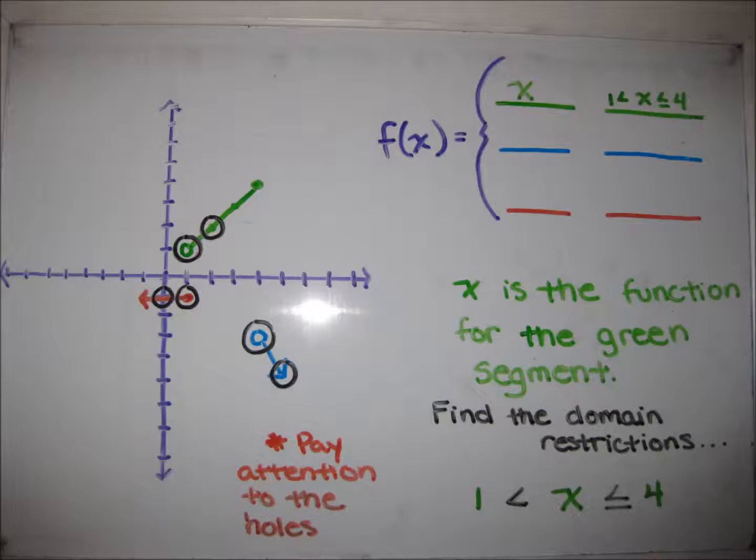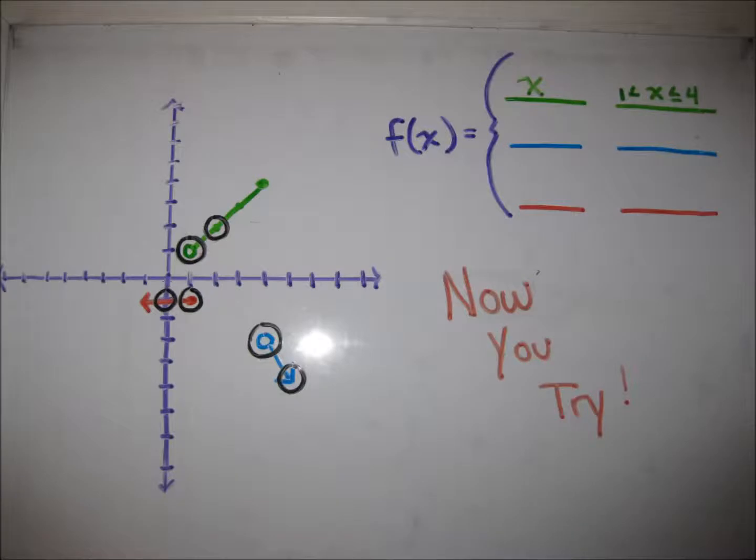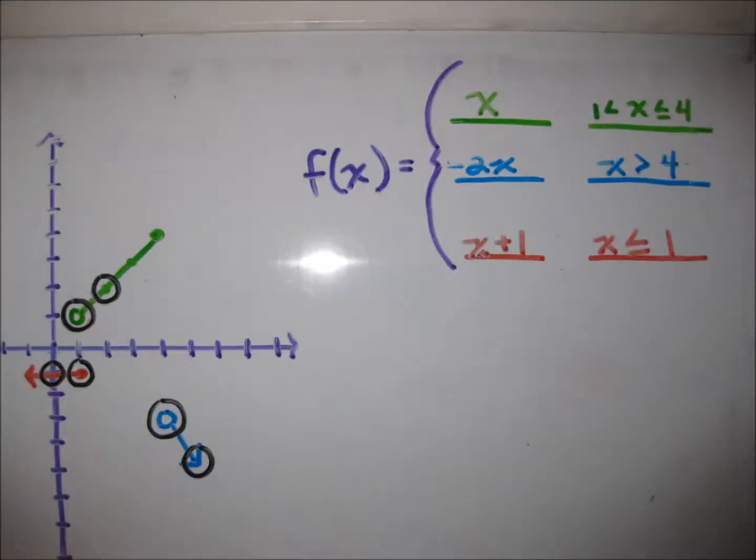Now, to finish this single piece, state the domain restrictions. For the domain restrictions, it is 1 is less than x, which is less than or equal to 4. Now it is your turn to find the equations for the blue ray and the red ray. Enjoy. This is the overall function for this graph. The blue ray and the red ray equations are stated here within the function.